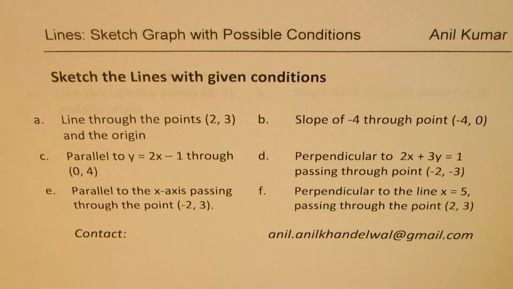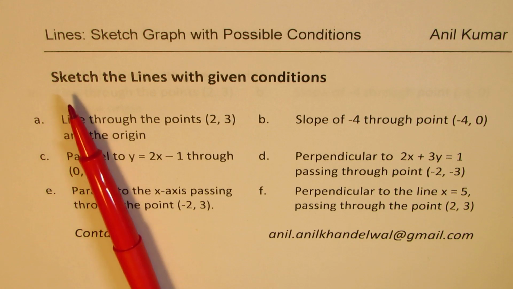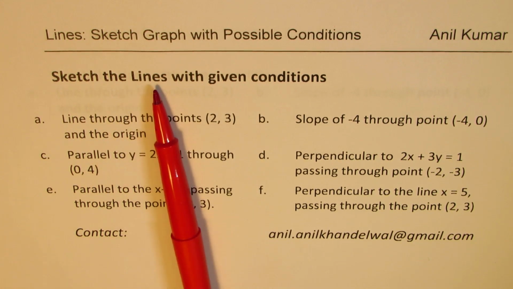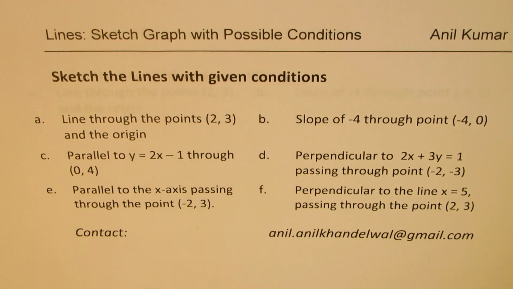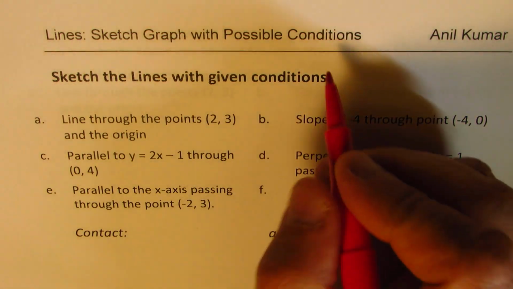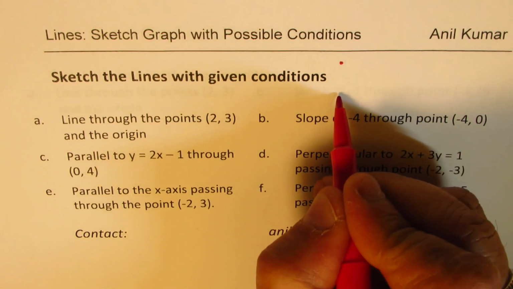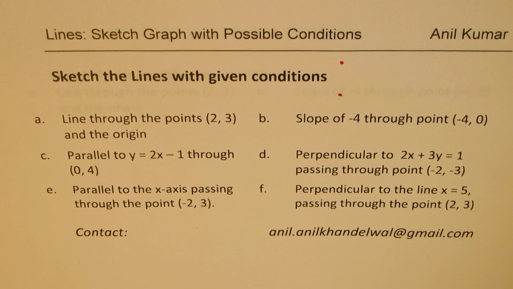We'll take 6 examples here. These are the possible conditions which can help you to understand the topic. So the idea is to understand how to sketch the lines with given condition. Now basically to sketch a line you need two possible things.